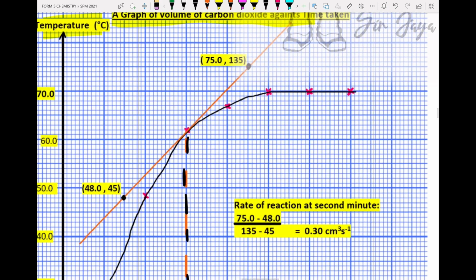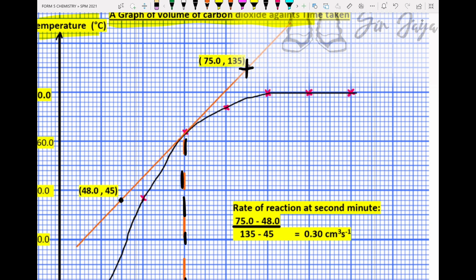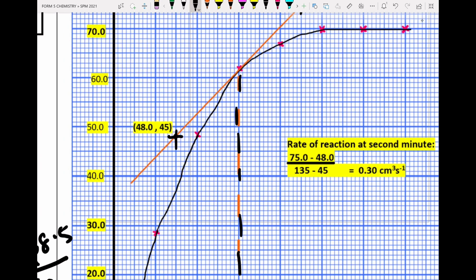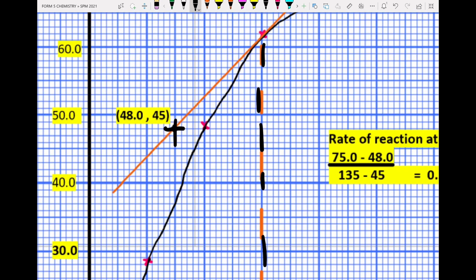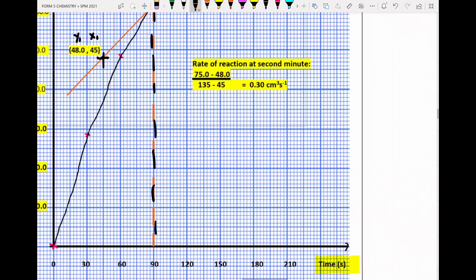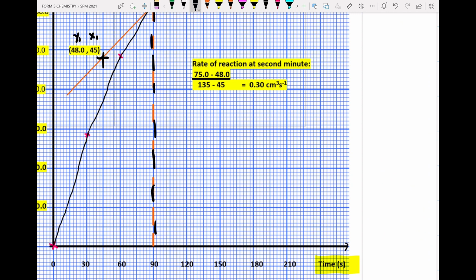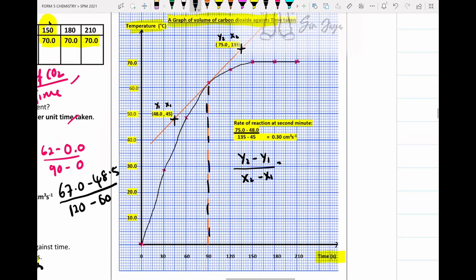Okay, once we find the gradient of tangent, try to get a coordinate, try to find y2 x2 coordinate, and here try to find the coordinate y1 x1. All right, so once we find this, how to find the rate of reaction specifically at 90 seconds? y2 minus y1 divide with x2 minus x1. Please practice by referring to this example.